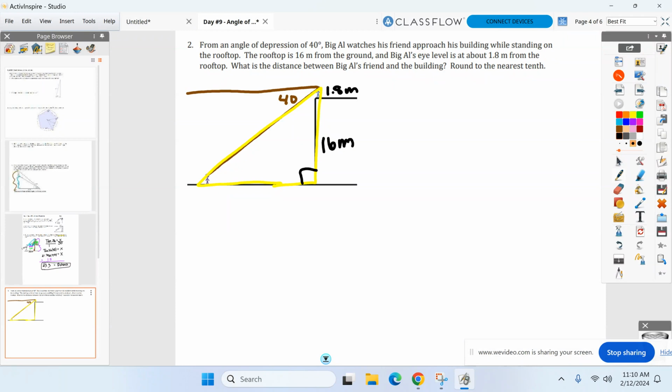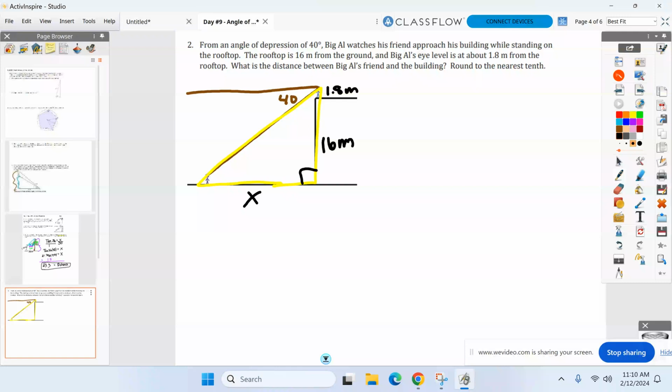What's the distance between his friend and the building? So building is right here, friend is right here. Make sure we're solving for that side, right? We're not looking for the distance between the two, between Big Al and his friend. Big Al's friend and the building.